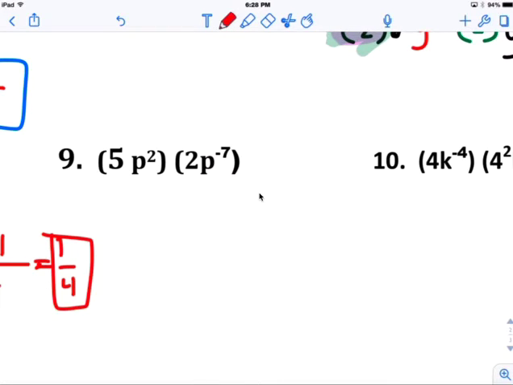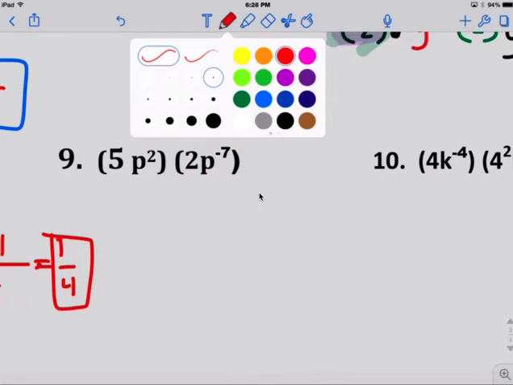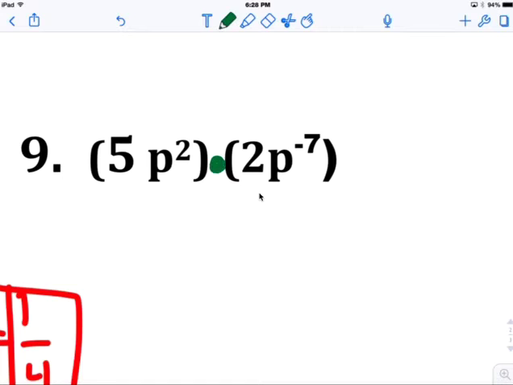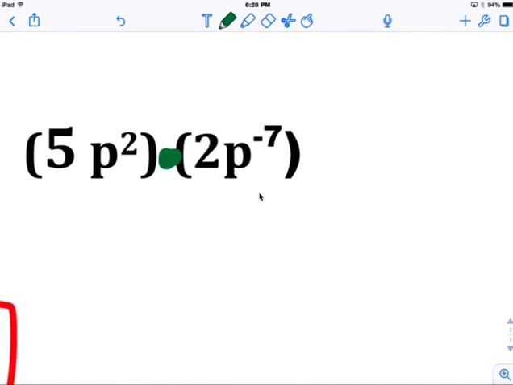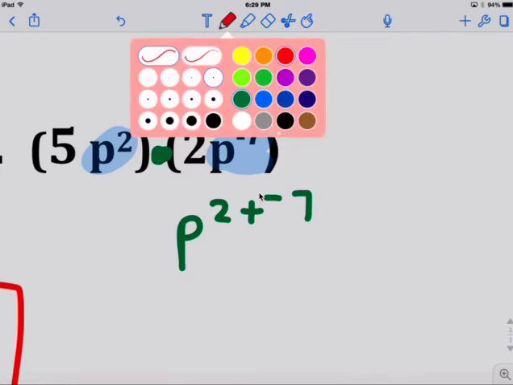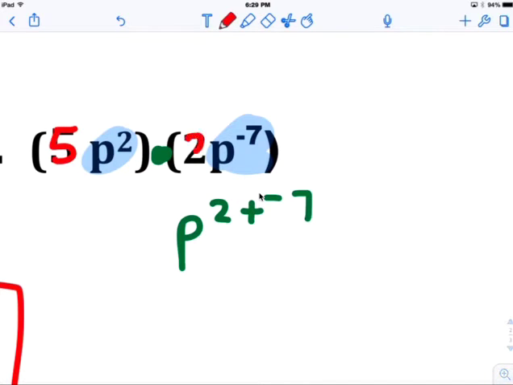If this is multiplication, you add the exponent. Got to know this. Only add the exponent with the same base. Look at the exponent first. P to the second plus a negative 7. And these are different. This 5 times this 2. There's no exponent. We multiply and we get 10.